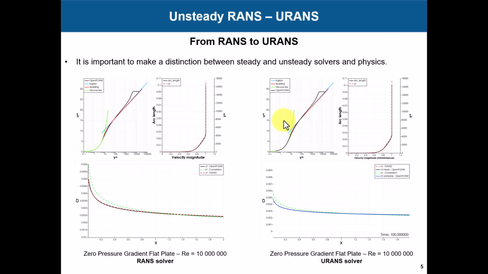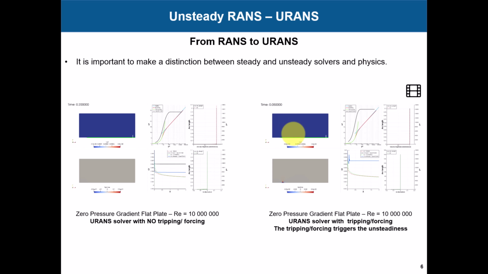Due to that averaging, we might not resolve those scales. But still, the average solution is okay. But many people, when they're doing URANS, would like to see those fluctuations.